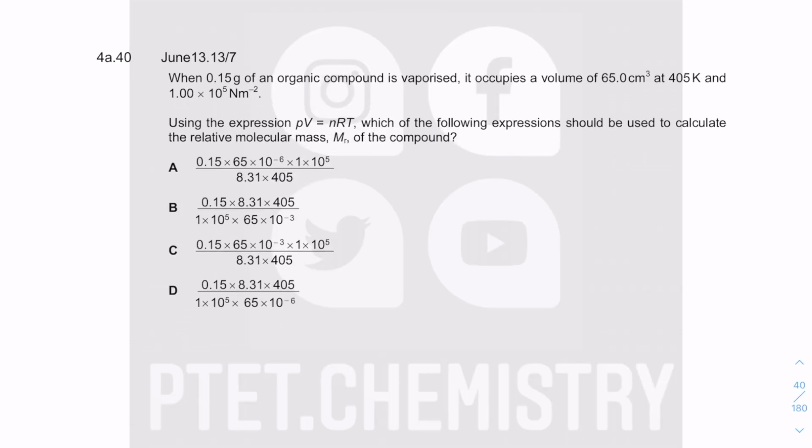Question 40 is another ideal gas equation calculation. So PV equals nRT, but we are trying to find molecular mass, and these are just expressions. You don't even need to calculate the value. You just need to get the correct expression. So they want the MR. So n is mass over MR. MR is going to be mRT over PV.